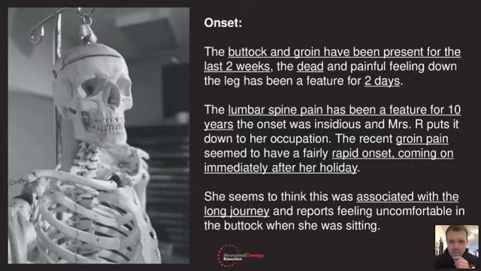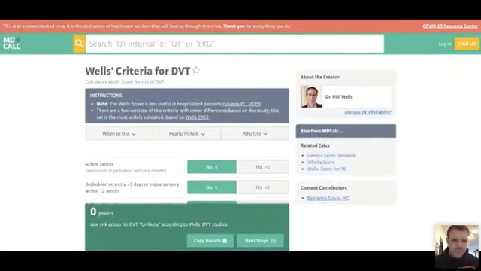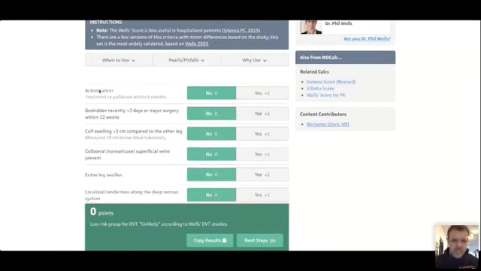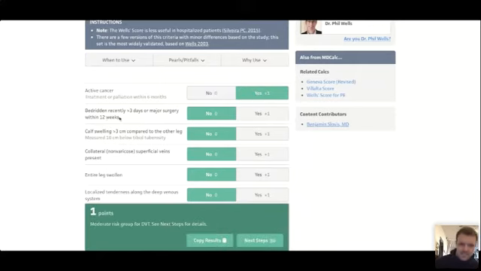It's called Wells criteria. So Wells criteria for DVT. If you search that out, I'll put the link in the chat box so that you guys have got it. There you go. That's the link for it there. What you do is basically you go through these checklists. So do they have active cancer? So have they had treatment within 6 months? And if they have, then you tick yes. Have they been bedridden for more than 3 days or had major surgery? Yes or no.